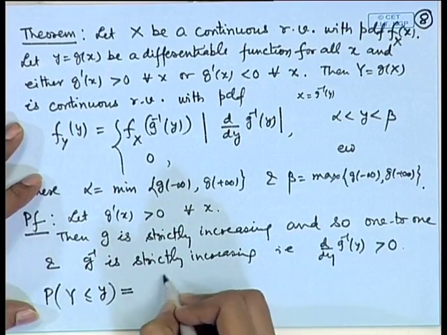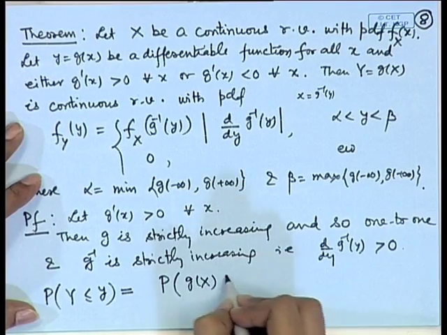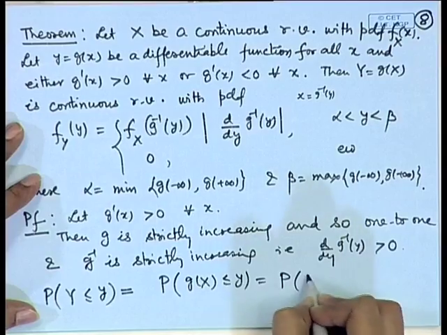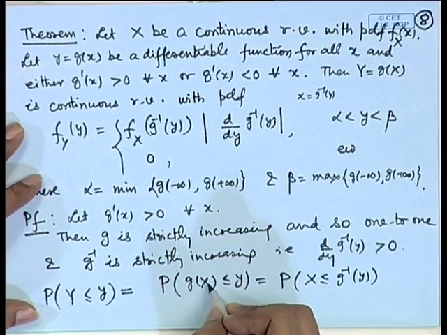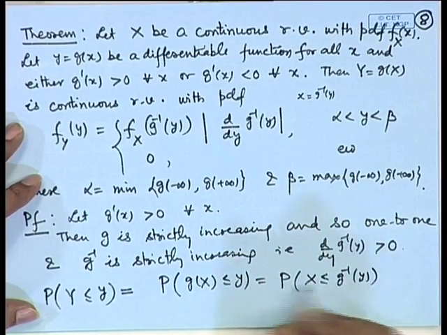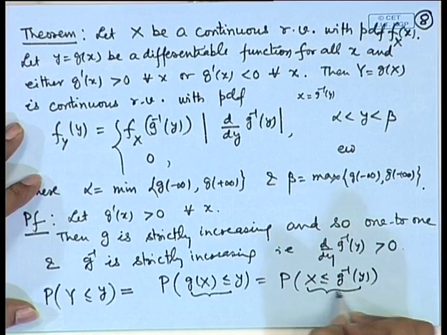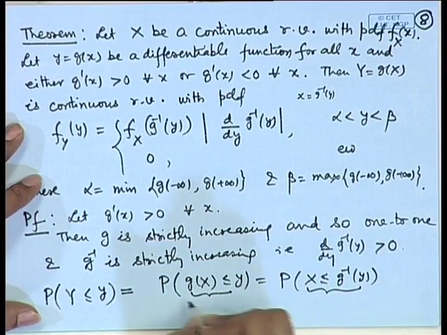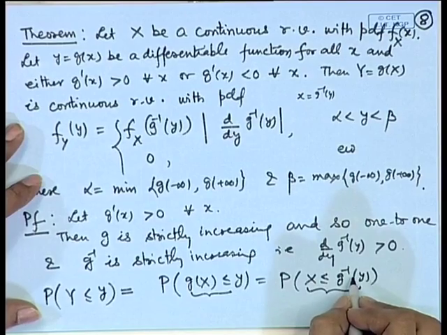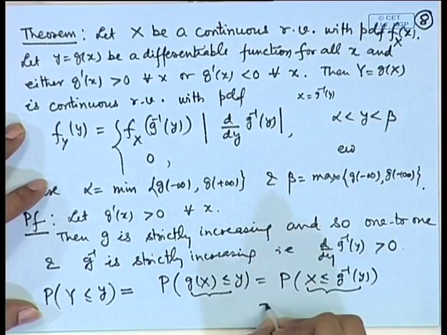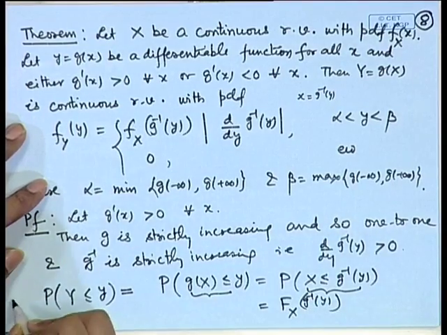So, this is equal to probability of g(X) less than or equal to y, that is probability of X less than or equal to g inverse y. This is ensured because g is a 1-to-1 function. So, g inverse is a 1-to-1 function. Therefore, the regions g(x) less than or equal to y and x less than or equal to g inverse y are equivalent. That means, whenever g(x) less than or equal to y is satisfied, x less than or equal to g inverse y is also satisfied. So, this is nothing but the CDF of X at g inverse y.